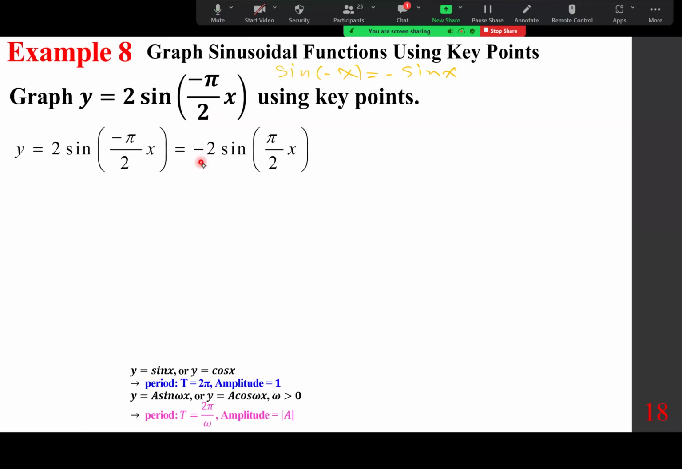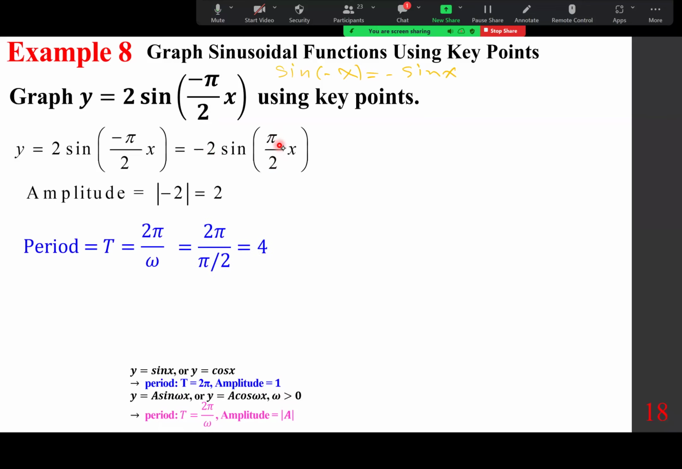So the amplitude is the absolute value of -2, which makes it 2. And the period is 2 pi divided by pi over 2. 2 pi divided by pi over 2 makes it 4. So very simple. The key for this question was, what do you do with the negative sign? Now, you cut that into 4 equal parts, you get 1, which means you're going to go from 0 to 1, 1 to 2, 2 to 3, 3 to 4. That's all. And now all you have to do, plug in.